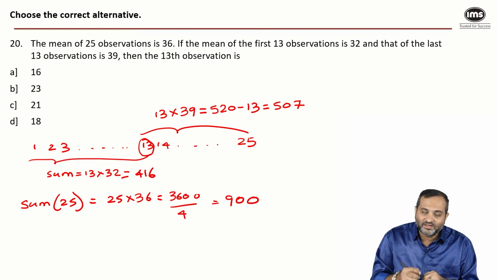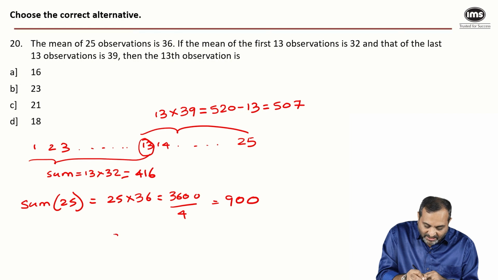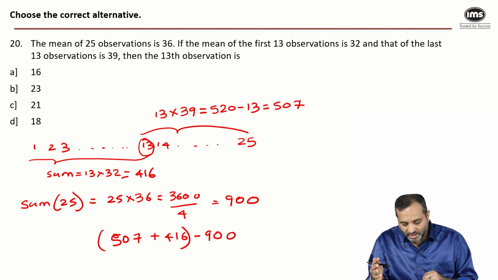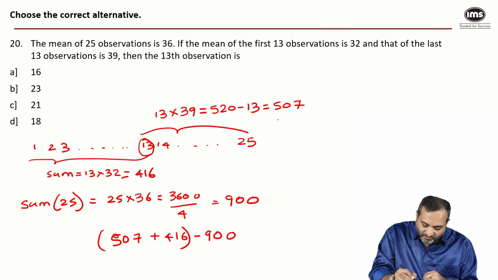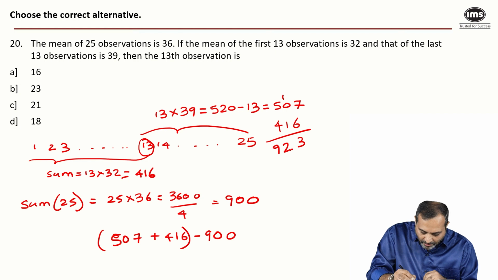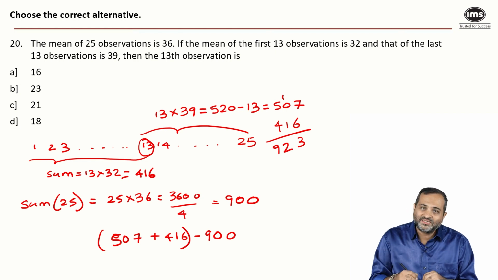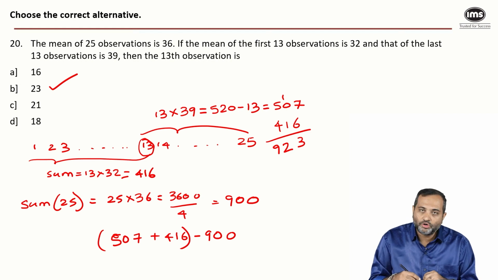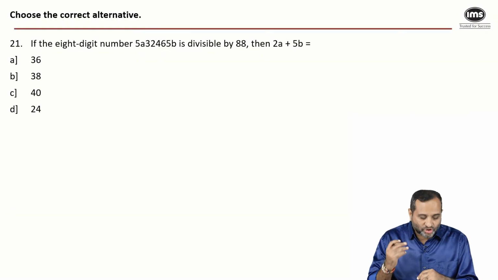Hence, if you want to find the 13th observation, can I say it is simply 507 plus 416 minus 900. This is what we are supposed to do. Sum of the first 13 numbers, sum of the last 13 numbers minus the total. So what is 507 plus 416? It is 923. And 923 minus 900 will therefore give me 23. So the 13th observation is therefore 23, and hence B is my answer. Okay, let's look at the next question.